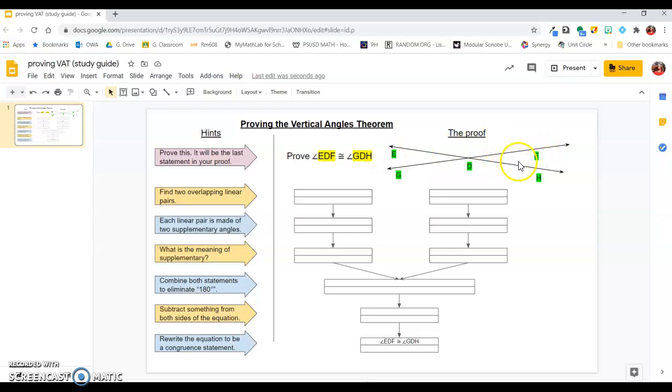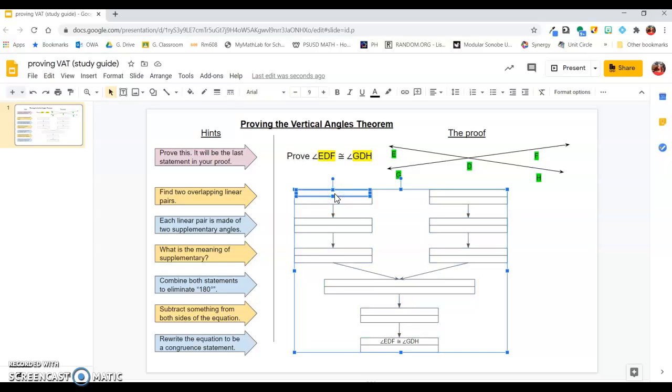So I think my overlap will be FDH. My first linear pair will be EDF, FDH, and I'm going to say that those two angles form a linear pair. Okay, and the verb is not they're congruent. The verb is they are a linear pair.